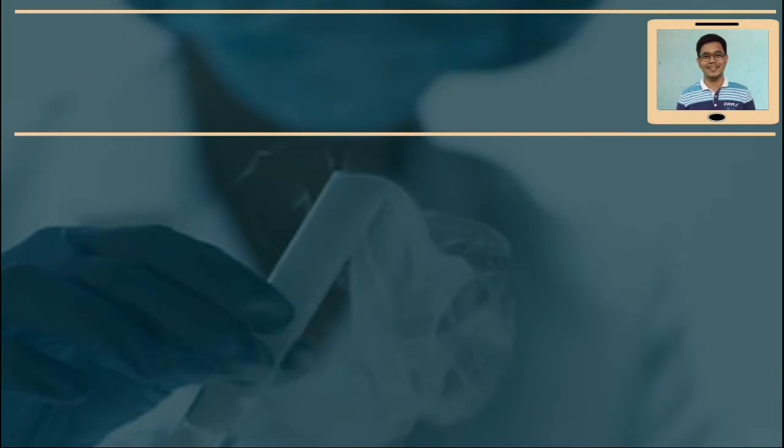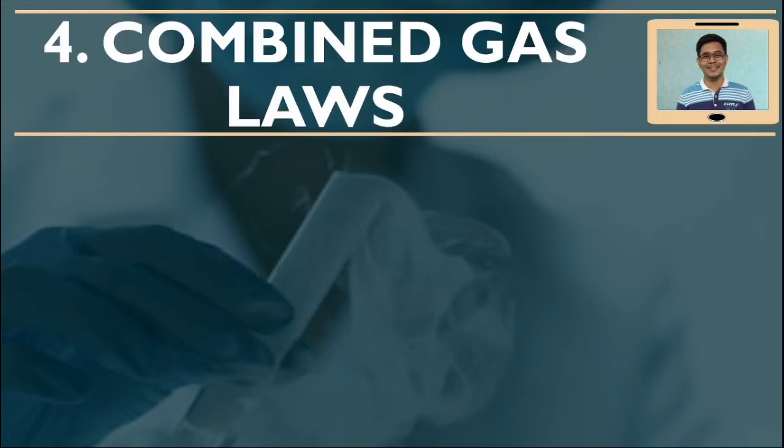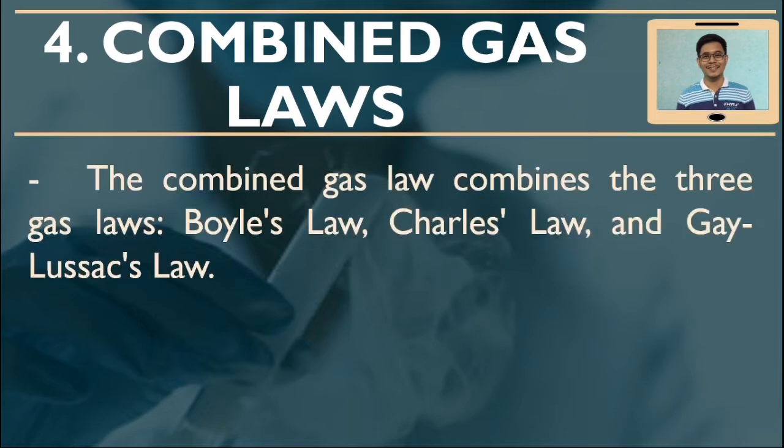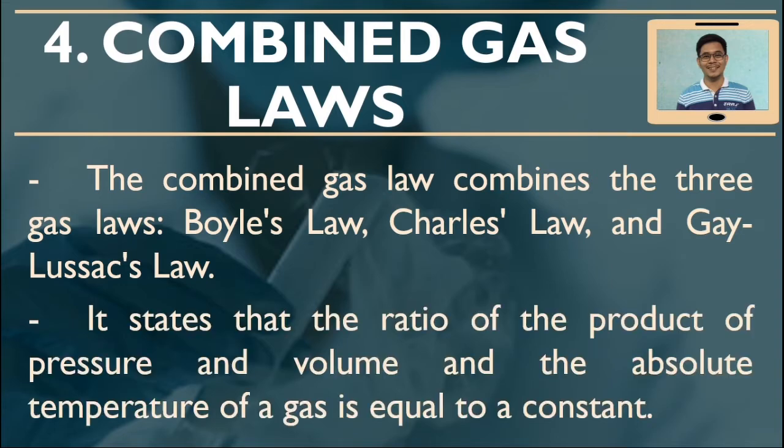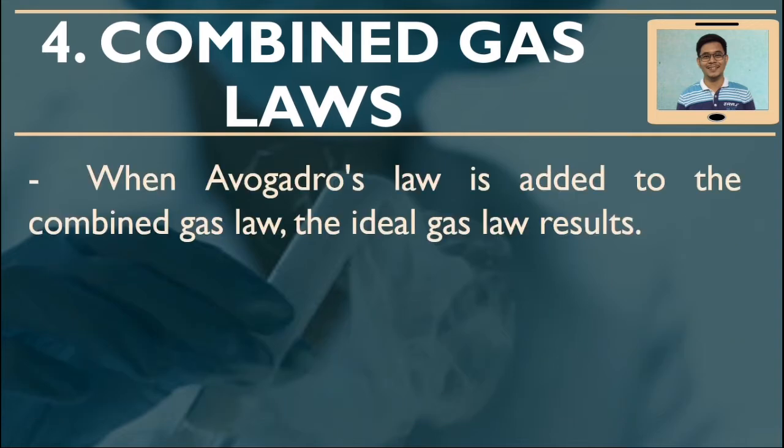So let us have now the fourth law of chemistry that governs the behavior of gases, which is the combined gas law. The reason why it is called the combined gas law is because it is actually a combination of the three laws that we have tackled, such as Boyle's law, Charles' law, and Gay-Lussac's law. This law states that the ratio of the product of the pressure and volume and the absolute temperature of a gas is equal to a constant. And another thing, when Avogadro's law is added to the combined gas law, we are going to have the ideal gas law, which will be tackled later.